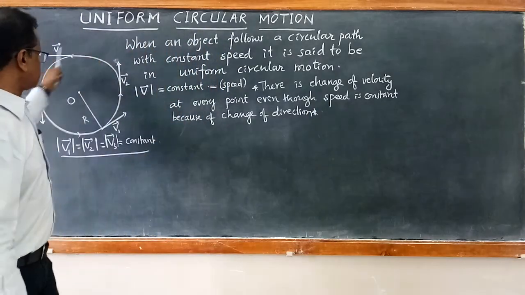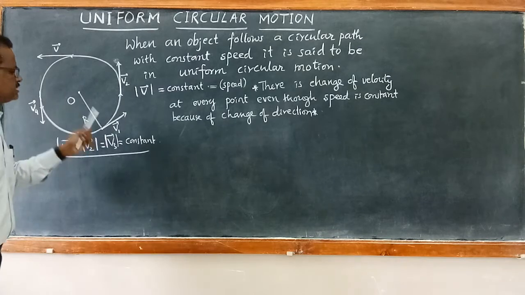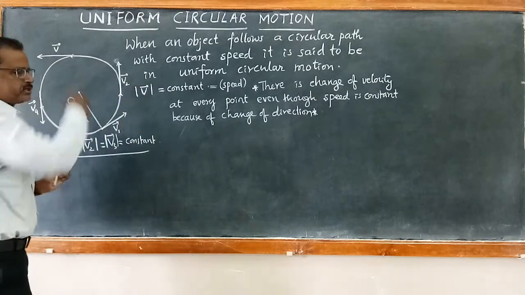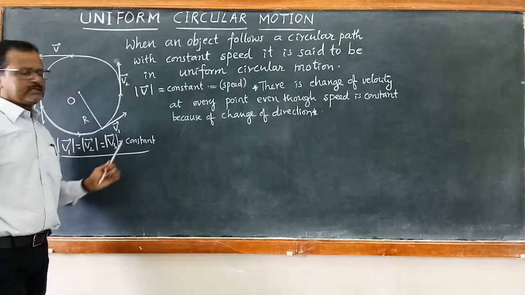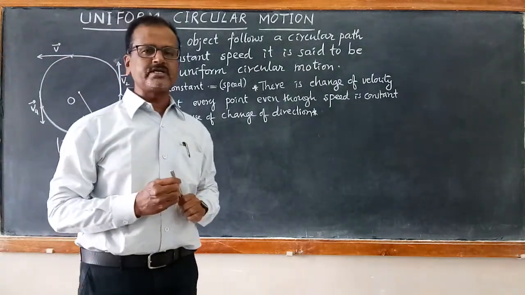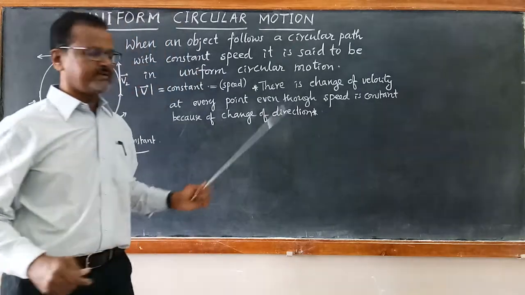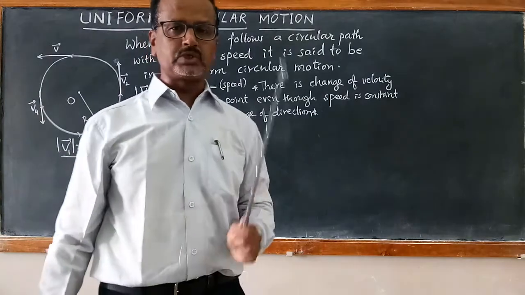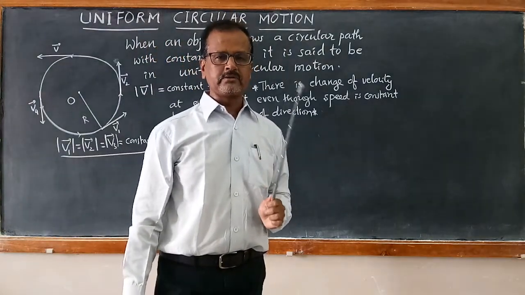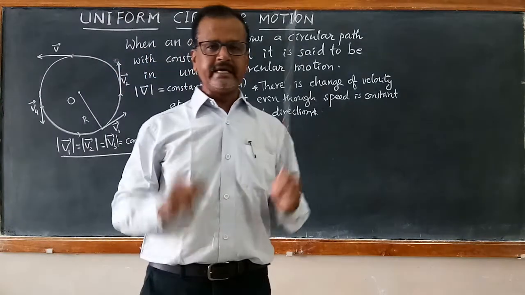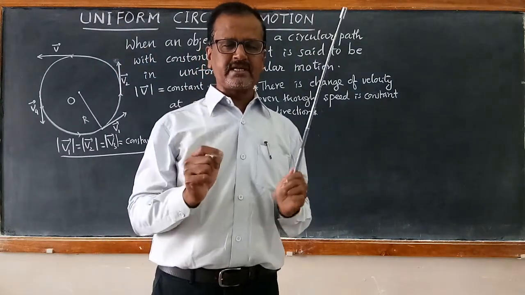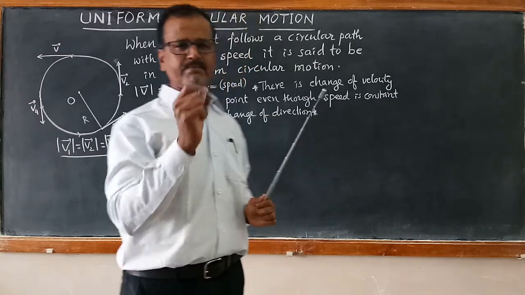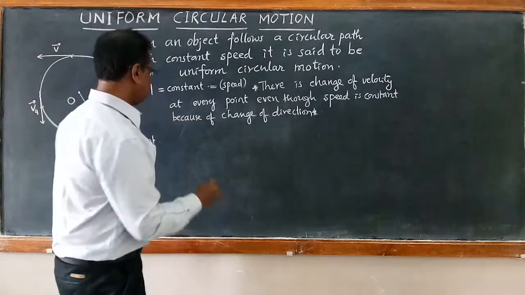at every point on this circular path because of change of direction, not because of change of its magnitude. Magnitude of velocity remains the same at every point, but there is a change of direction at every point. Because of change of direction at every point, there is a change in velocity. This change in velocity leads to an acceleration. So uniform circular motion can be stated as an accelerated motion. It is an example of accelerated motion.